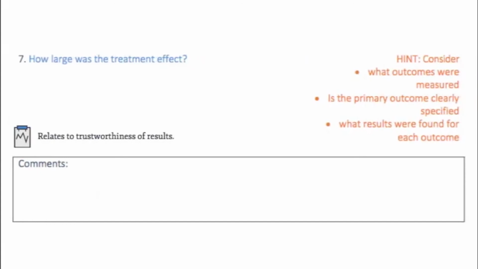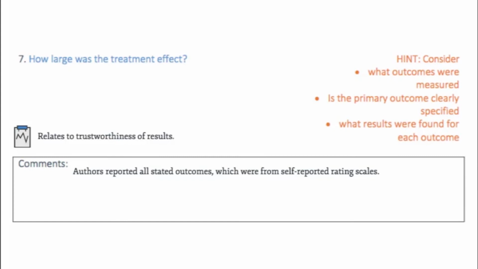Question 7 asks us to consider what outcomes were measured, whether the primary outcomes were clearly specified, and what were the results for each outcome. The authors reported all stated outcomes, which were from self-reported rating scales.